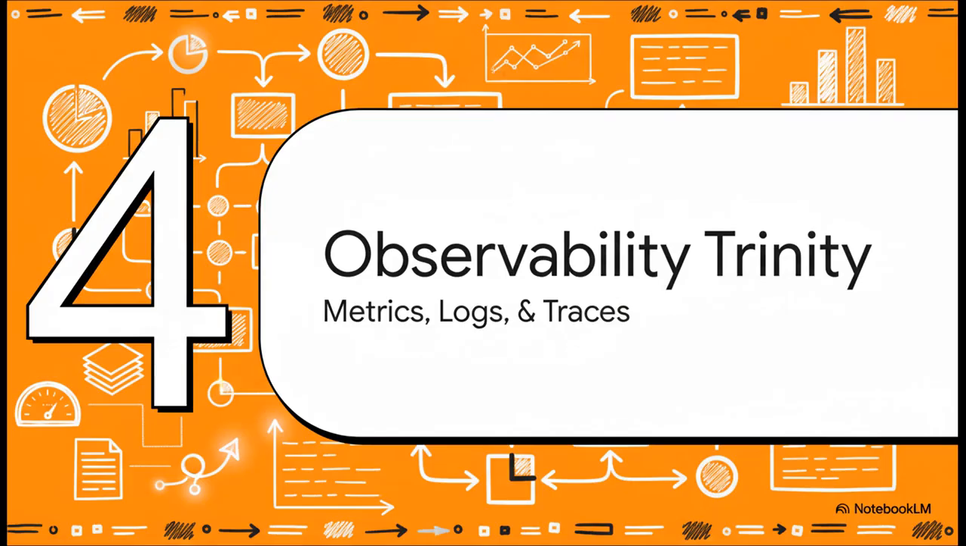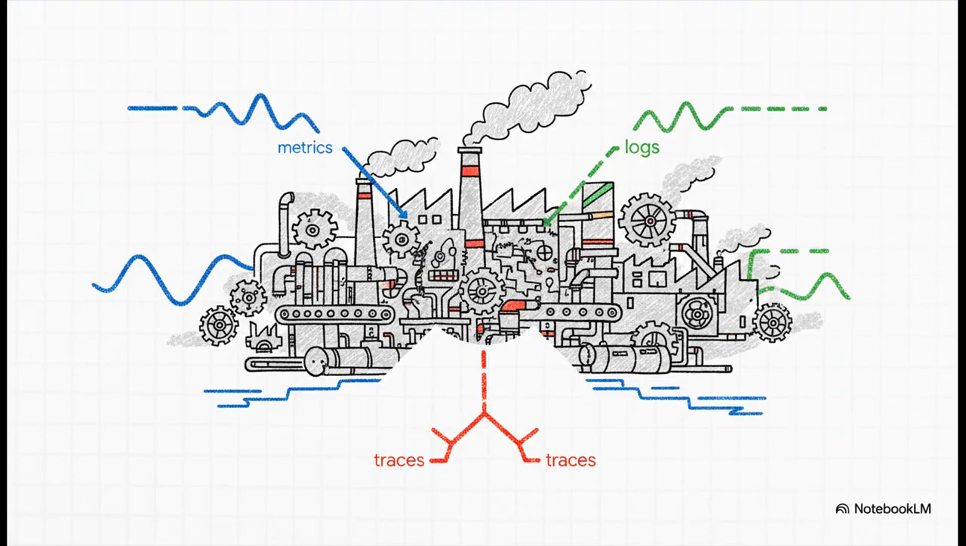Now, making a single graph is useful, for sure, but where Grafana's true power really shines is when you start combining different types of data. This is where we get into what the industry calls the three pillars, or my personal favorite, the observability trinity. You see, to truly understand your systems, you just can't look at one thing in isolation. That gives you tunnel vision. You've got to see the whole picture. And that means you need to correlate three very distinct types of data.